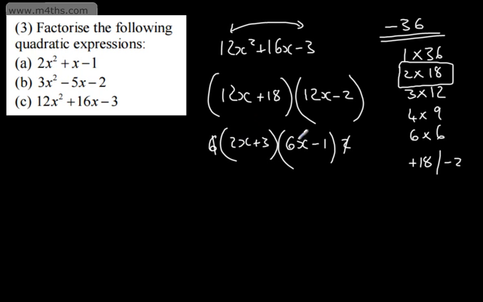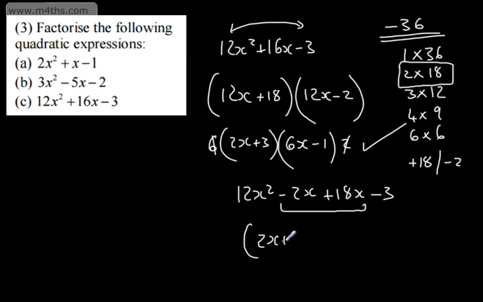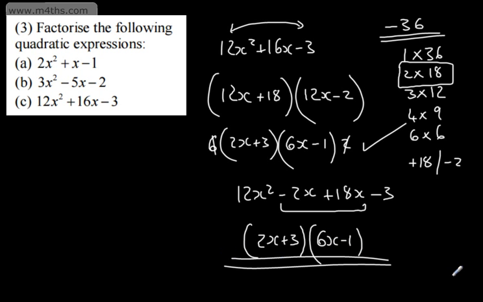If you want to check, 2x times 6x is 12x squared. 2x times negative 1 is minus 2x. 3 times 6x is going to give us plus 18x, and then we're going to have minus 3. Those will now simplify to give us plus 16x. So this here is correct, and then I'd write my final answer simply as 2x plus 3 and then 6x minus 1. As stated, you don't have to use that method, and if you're more rigorous than that, please feel free to use a standard method. I just think this is slightly more accessible.